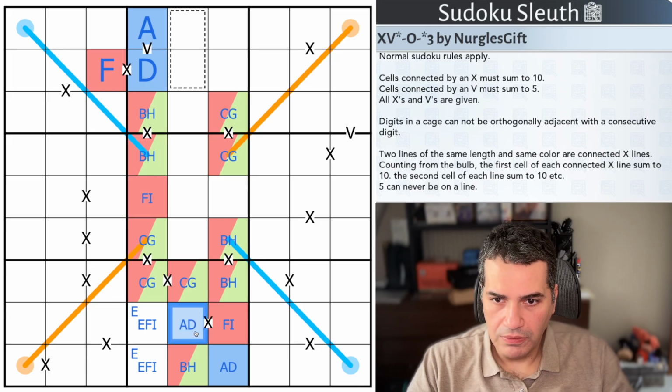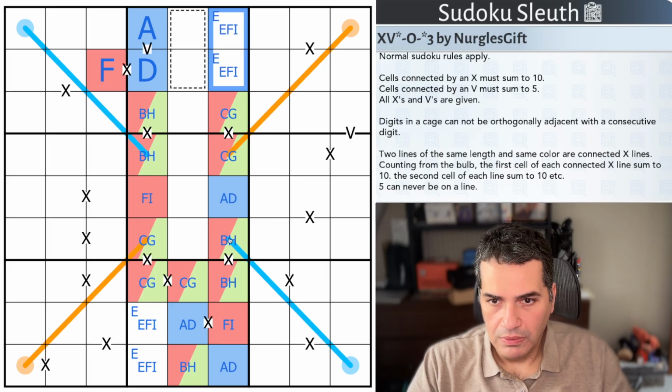This AD, it's none of these. It's got to be this cell. So this is another AD. This is again EFI with a definite E. Do I know anything about these? Do I know if they are the same? As in, these two add up to 10 or not? I'm not sure I do.